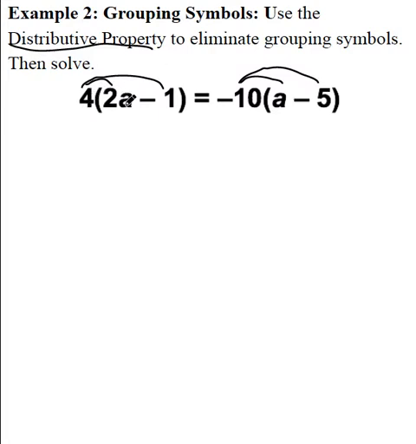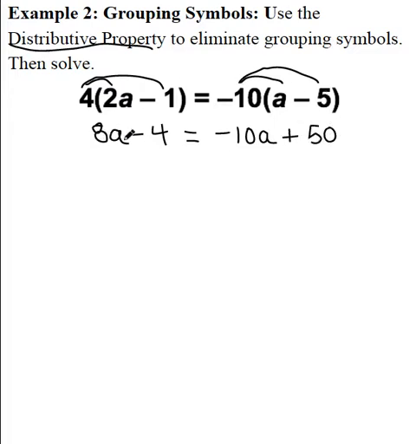So 4 times 2a is 8a, and 4 times negative 1 is negative 4. Bring down my equal sign. Negative 10 times a is negative 10a, and negative 10 times negative 5 is a positive 50. Remember, negative times a negative is a positive.